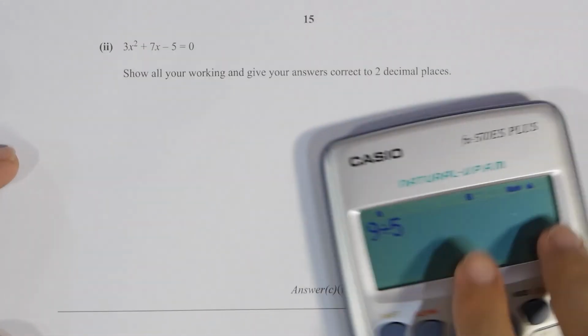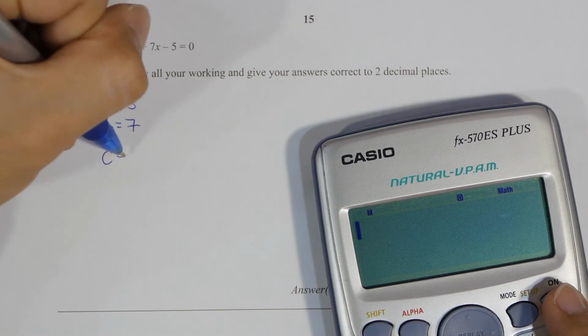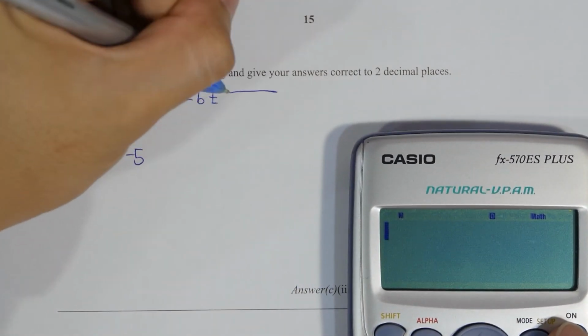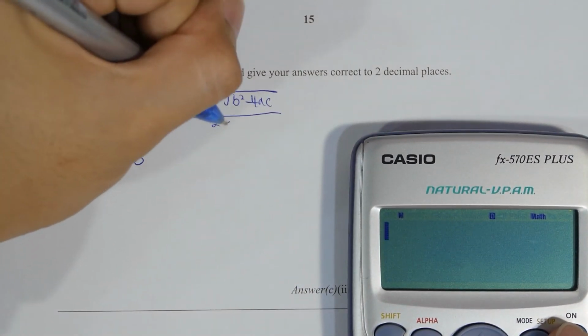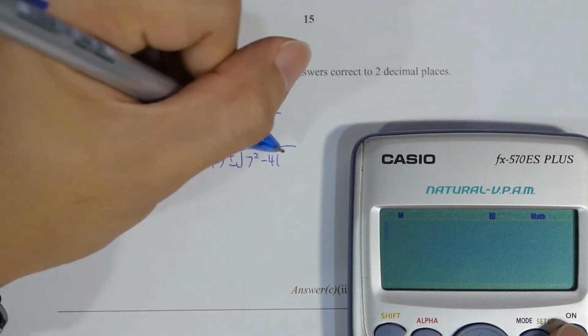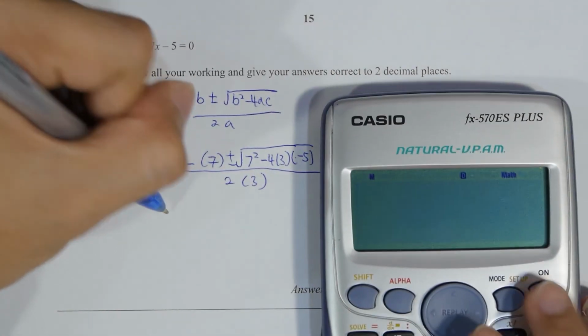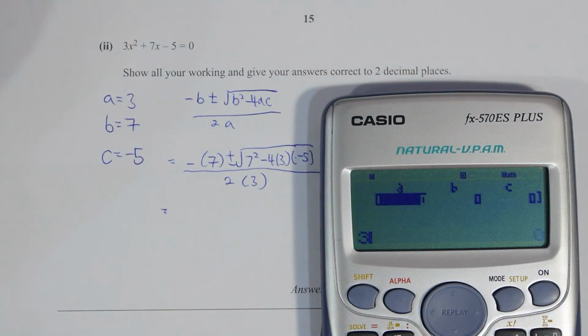And for part 2, simply use negative b plus minus square root of b squared minus 4ac over 2a. So a value will actually be 3, b is 7, c is negative 5. So run the calculation, then you will get the results as 0.57 or negative 2.91.